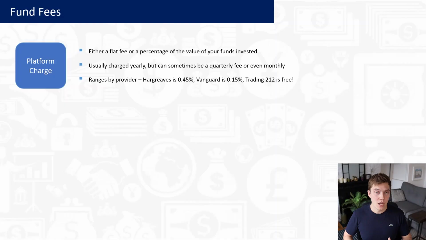So let's now cover the fees and charges that you need to be aware of when investing in a fund. The first fee or charge is a platform charge, and that is charged to you once a year by whoever you're investing through. For example, my funds are invested with Hargreaves Lansdown, and they charge me 0.45% every single year. Depending on the platform that you've gone with, you can either be charged a flat fee or just charged a percentage of whatever you're invested in. Hargreaves charge a percentage of whatever you're invested in.